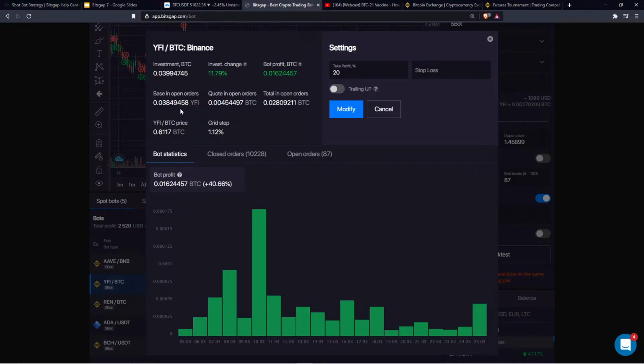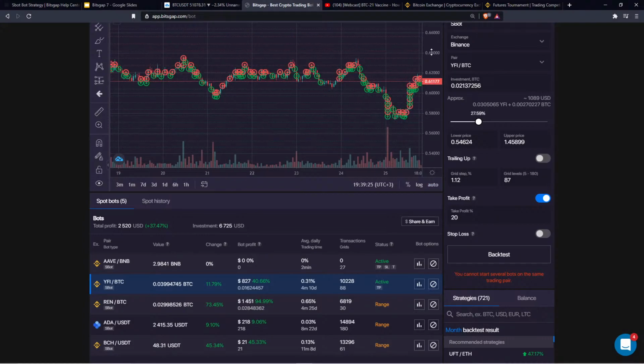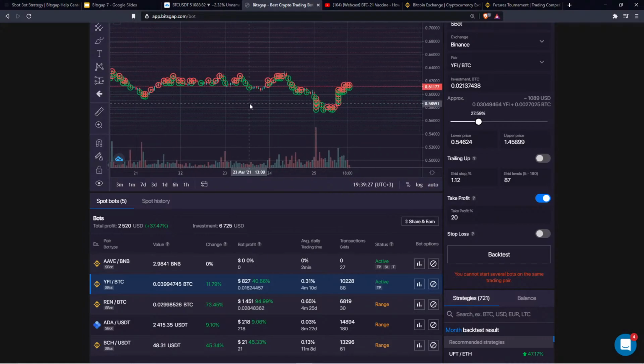So that shows me to how many UFIs I am affected right now. As the price fluctuates, the value of my UFIs falls or rises. So that's why my investment change is always different compared with the bot profit.